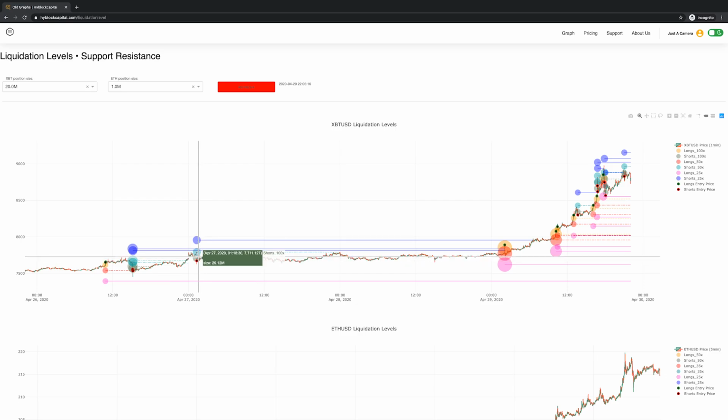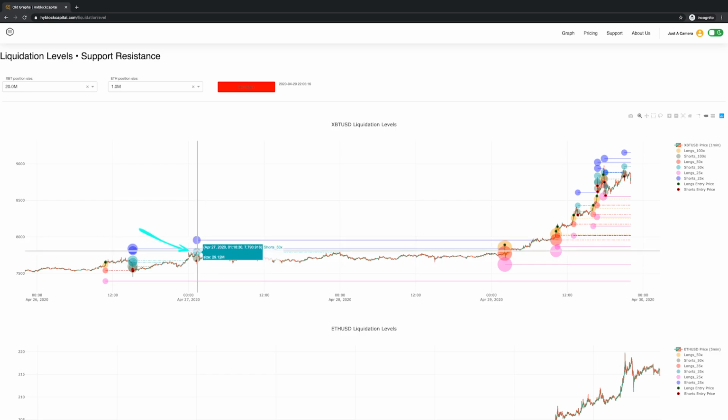If I look above it, I can see that there's bubbles. Now, if I look at the colors of the bubbles, well, let's start with the blue one. Okay, well, that's 25x. This is telling me that at 79.55, size 29.12 million, so we can see that we're looking at our XBT position size, that this is the liquidation price of those shorts that came in right here.